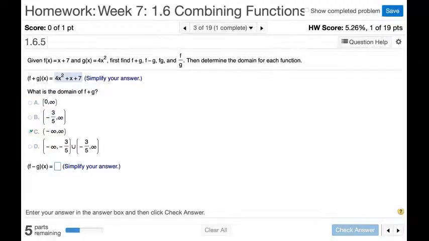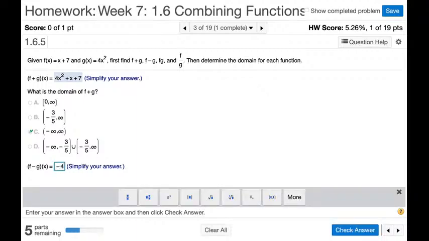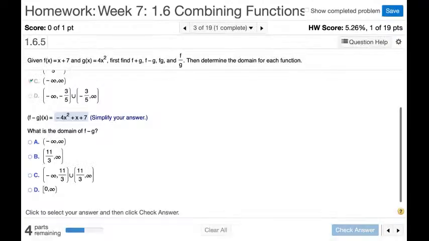So f minus g, this minus that, we're going to say negative 4x squared plus x plus 7. And then this has the same argument. All reals intersect all reals. It's all reals here. So this one's going to be this one.